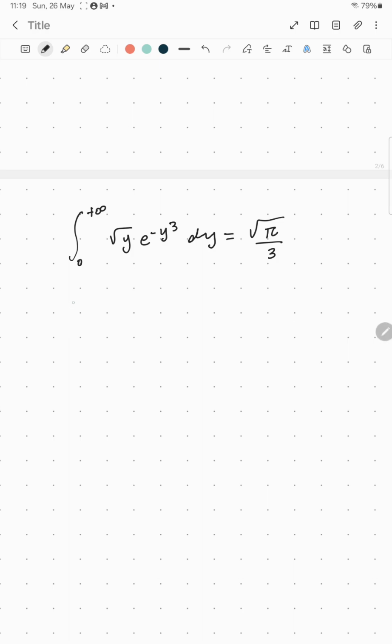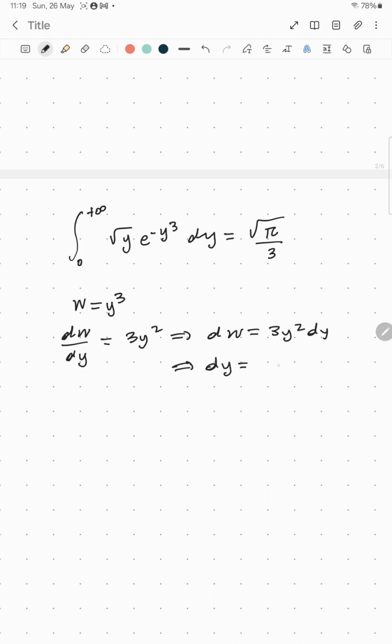First we need to do a change of variable: w equals y to the power of 3. Then dw/dy, we change the differential, is 3y squared, and from here dw equals 3y squared dy, so dy equals dw divided by 3y squared.